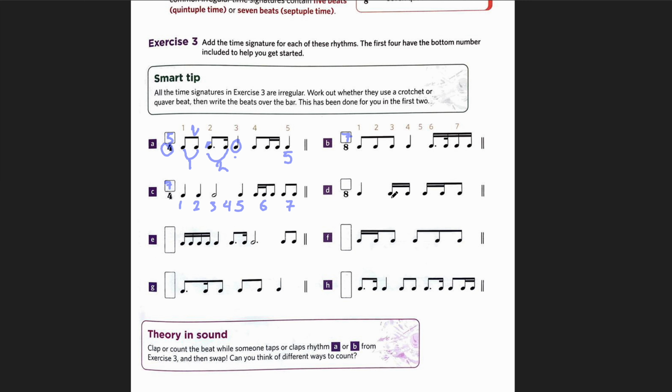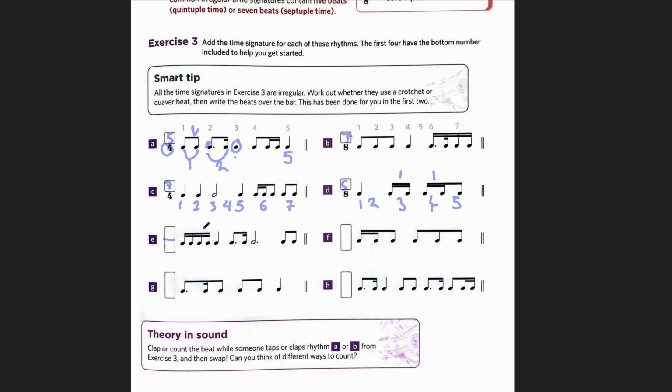1, 2, 3, 4, 5. Because these add up to 1 quaver, it'll be 5/8. So we need to be looking. We don't know our bottom signature.